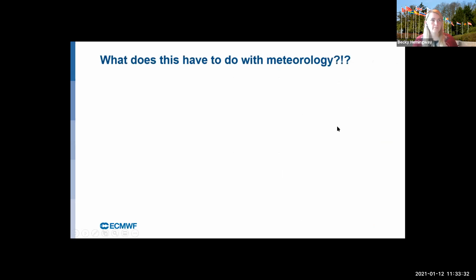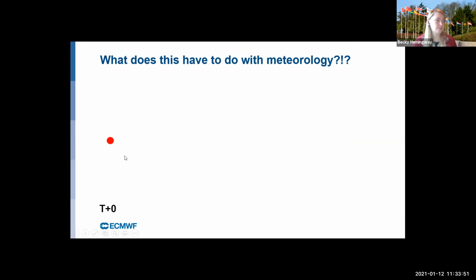Okay, so you might be saying, right, okay, we've got lots of coloured lines and we've done some maths, basically. I've done some bad maths because I can't add, apparently. But what does this actually have to do with meteorology? Again, bear with me. Hopefully this will make sense.